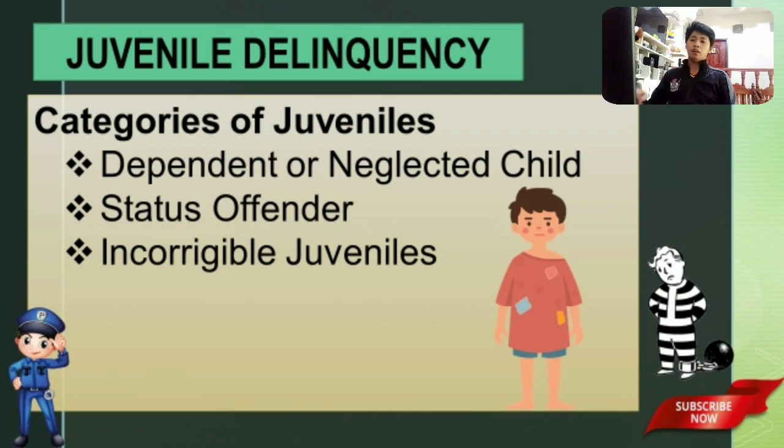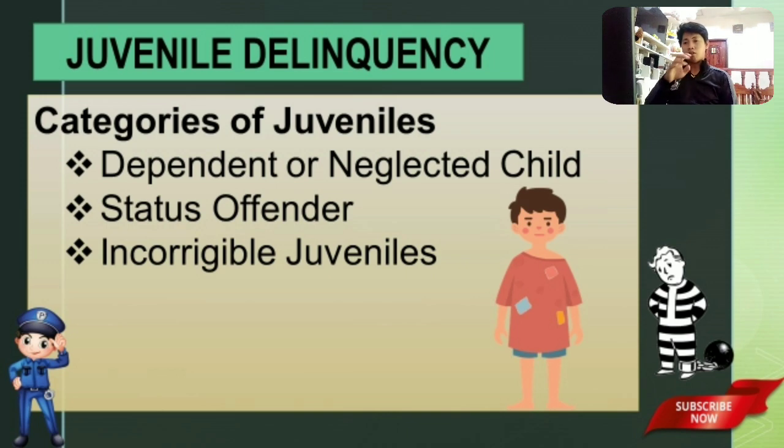Or hindi naman kaya. Ito, curfew violator lang, hinuli ng police, dinala sa DSWD. Hinalo siya dun sa mga kabataan na mayroong criminal history. Is there a problem there? There is a problem there. Now, that's why we need to categorize juveniles so that we can set an individualized intervention among them and we could not just mix things up.